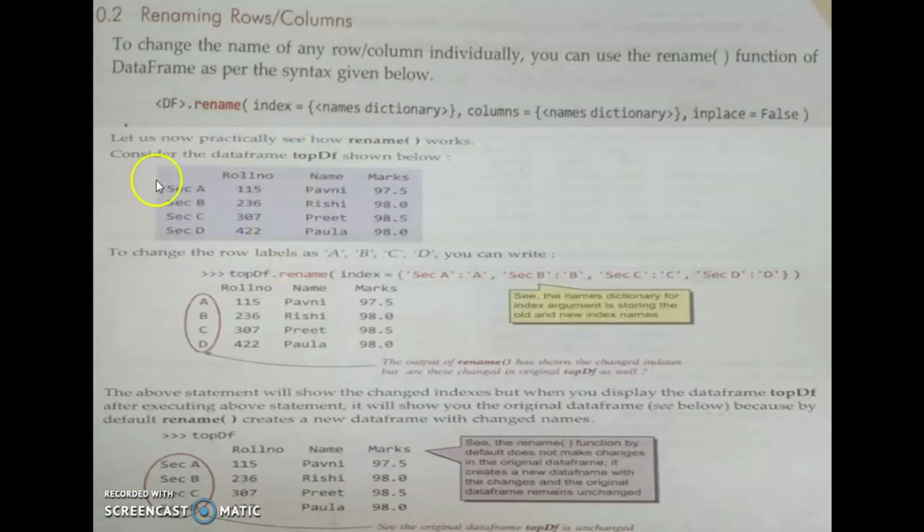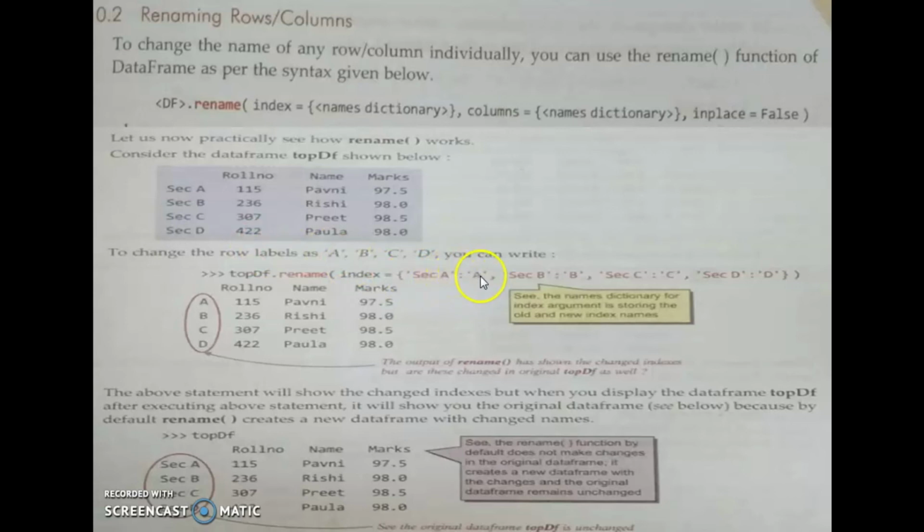Consider this example. Data frame object top df. In this roll number, name, marks. These all are columns. Then section A, section B, section C, section D. These all are rows. To change the row labels as A, B, C, D, we can use top df dot rename index is equal to, row label means index. Index is equal to section A colon A, names dictionaries.